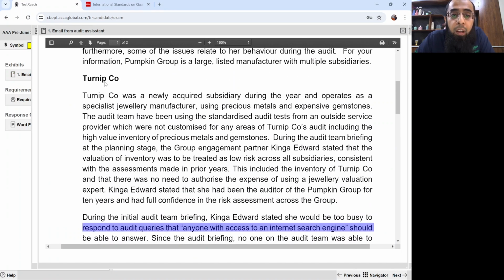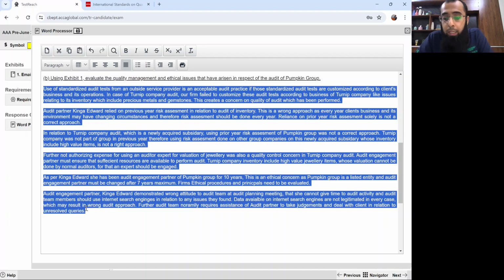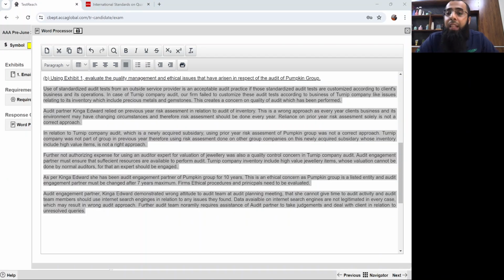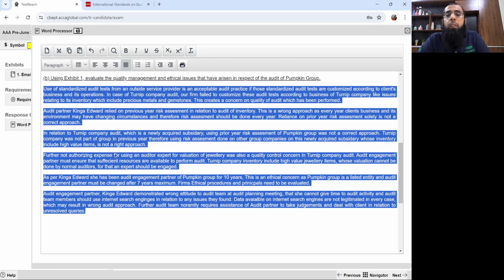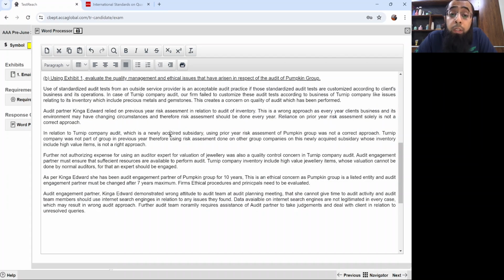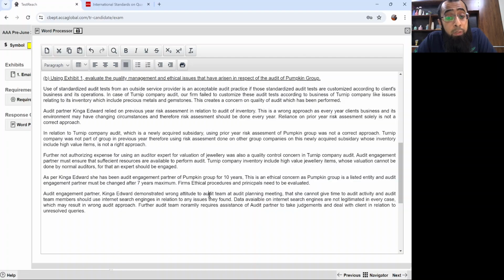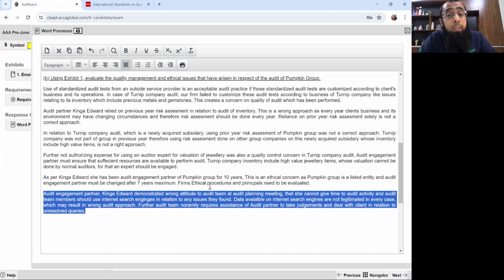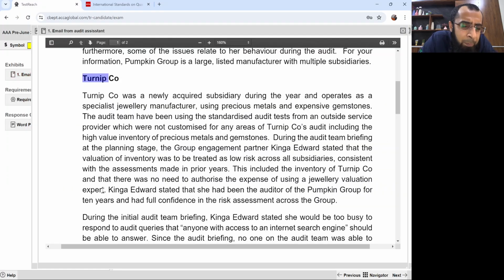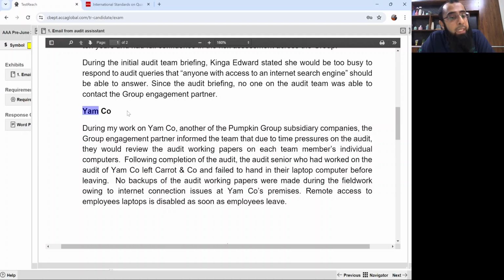So if I look at this paragraph of Turnip Company, believe me, each and every point I have written were very easy ones. Like I expect that a student could have easily done it in the examination. Okay, like using standardized audit test but not customizing it to audit client need, that was an issue. Relying on previous year risk assessment, not doing risk assessment for newly acquired subsidiary, not using an expert for valuation of technical items, doing audit for more than 7 years, saying that I don't have time, use internet search engines. These all were very basic issues. Like a student could have easily identified these. Now, Yam Company.